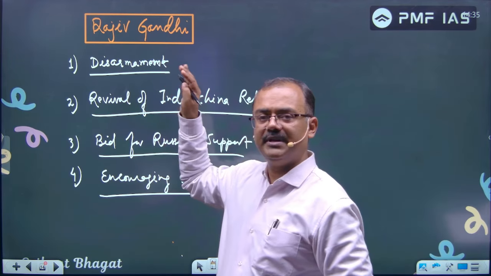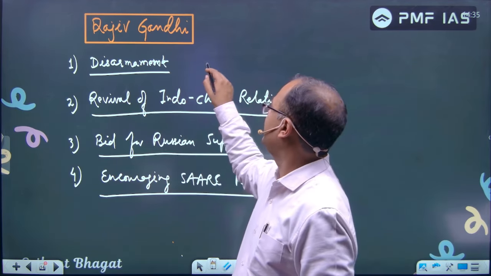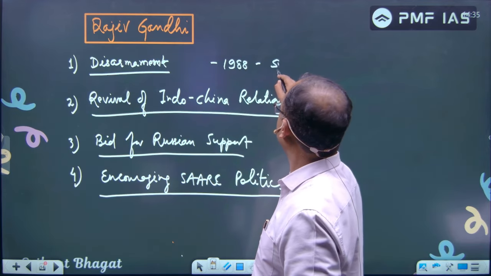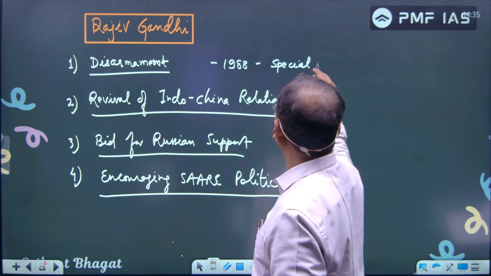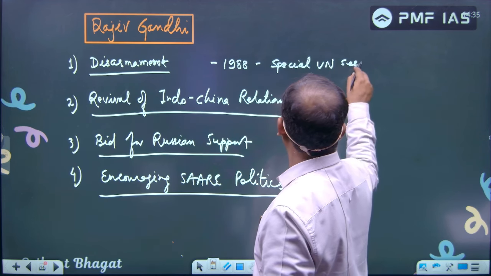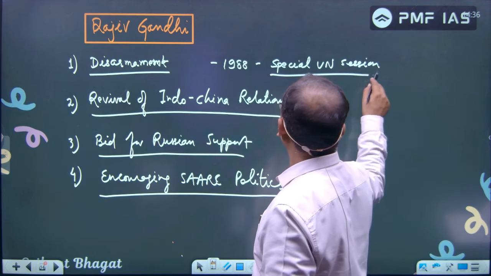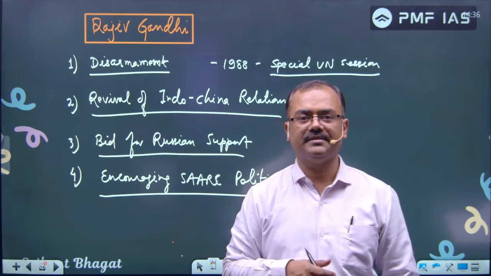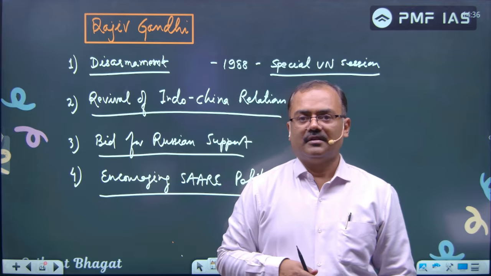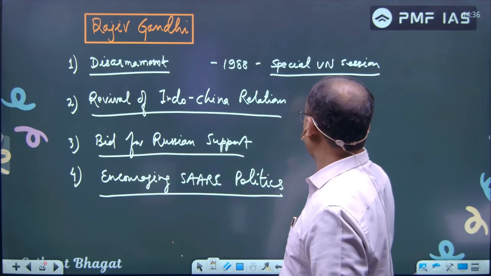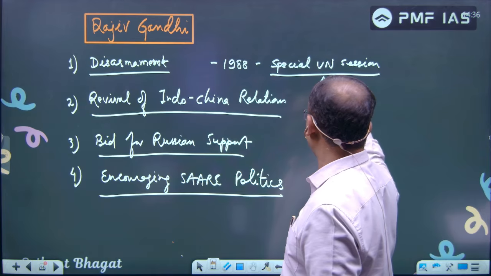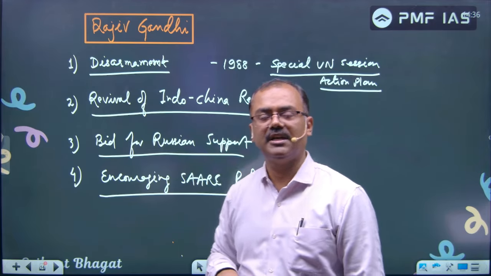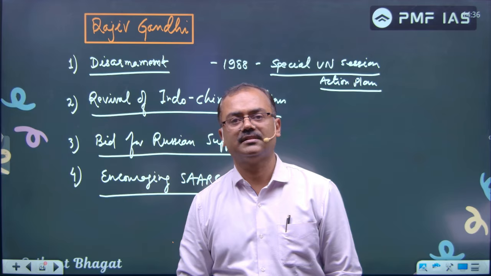But in between, Rajiv Gandhi was active. In 1988, at a special UN session, he wanted an action plan of how nuclear disarmament could take place. So India's stance was that there must be a concrete action plan for how nuclear disarmament could take place. Rajiv Gandhi was interested in this.